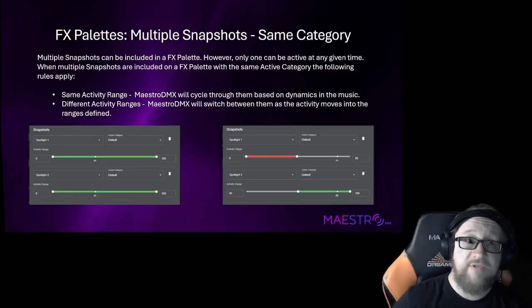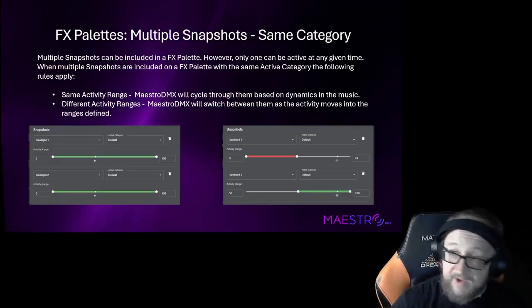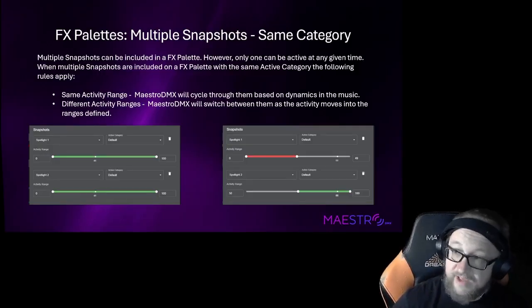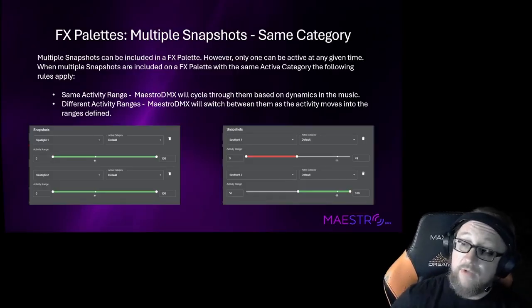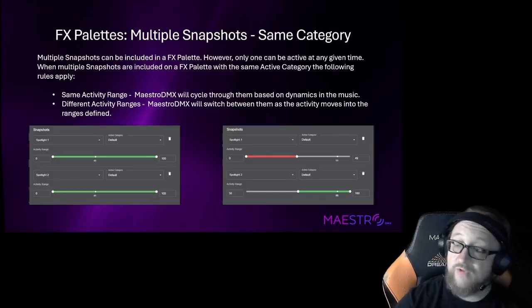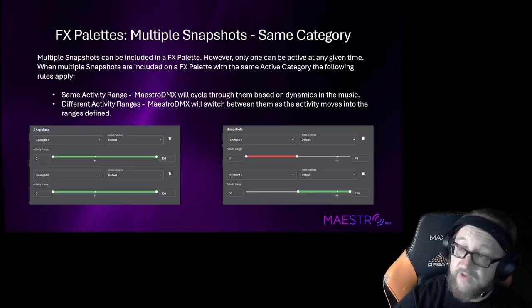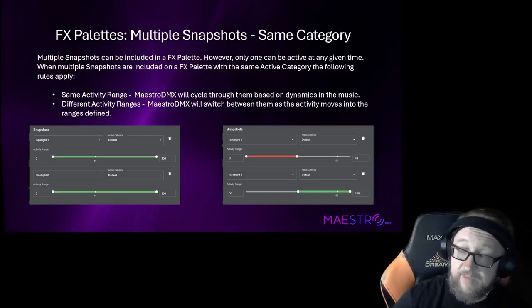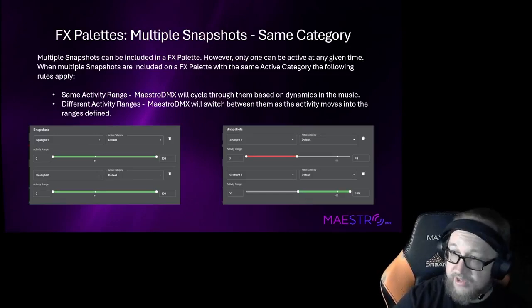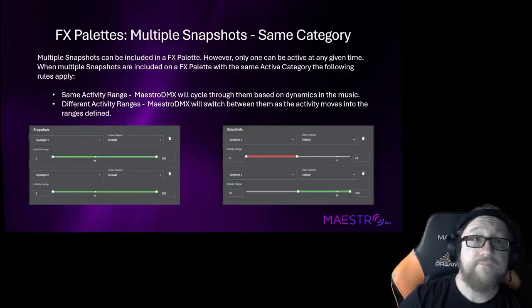If both snapshots are set to the same active category and they have the same activity range, with active categories default on both, as shown in this example image on the left, what Maestro will do is randomly pick from those options, and whenever there is enough of a musical transition detected, it will flip between them. So if you have multiple options in there and you want to just randomly choose an option, you could set them all to default, set them all to the same activity range, and MaestroDMX will pick and choose from those and will switch them based on transitional changes in the music.